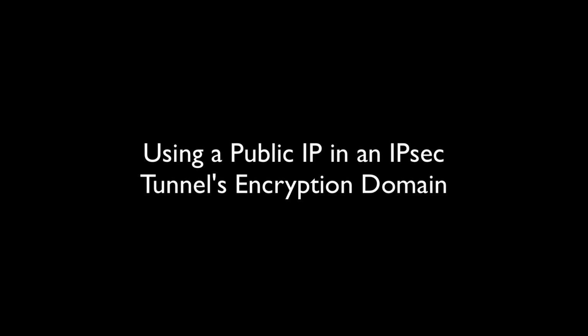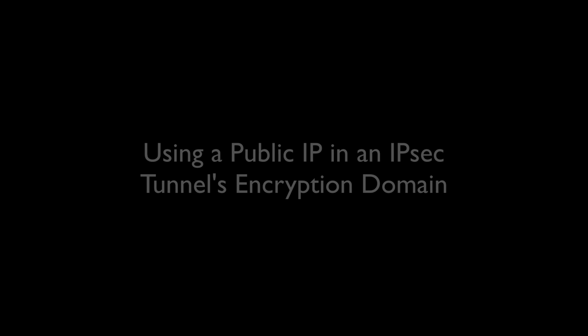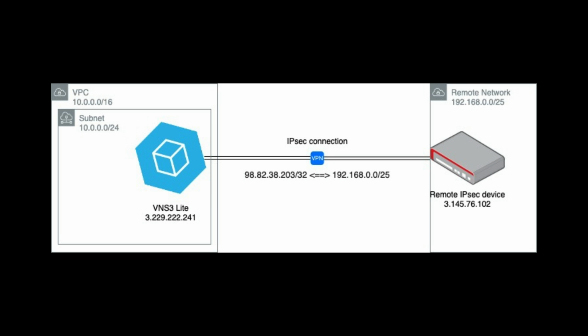In this video, we will demonstrate how to create a site-to-site IPsec tunnel using a public IP address as the local tunnel CIDR. Connecting parties sometimes require the use of a public IP space across a tunnel to ensure that there will be no address overlaps between other connections.